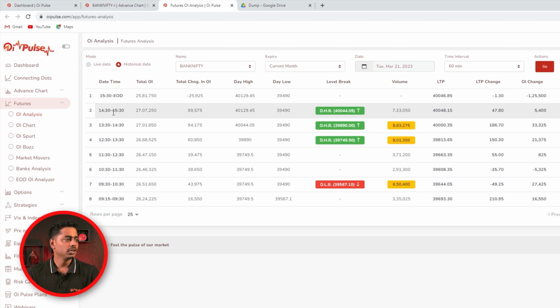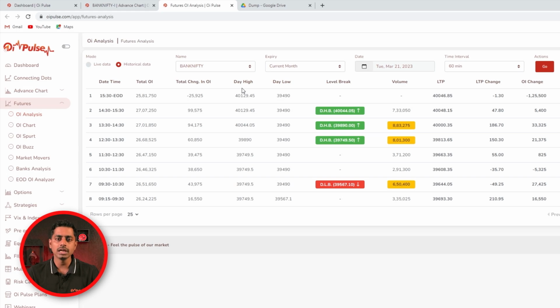Date and time. Date and time is from the start time to the end time of that column, based on the time interval we have selected. And total VOI. This total VOI is the total contracts which are open for this expiry, and this is the total VOI change. This VOI change is compared between yesterday's close total VOI and current VOI. So overall for the day, the VOI has changed this much. That is this column.